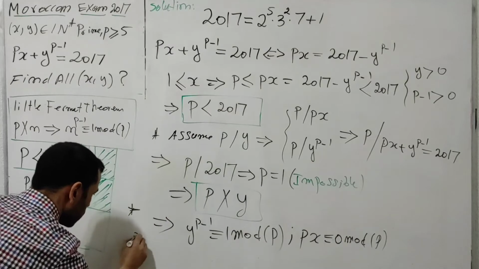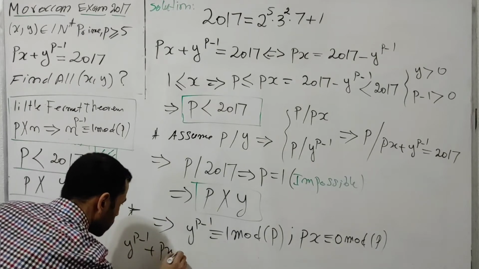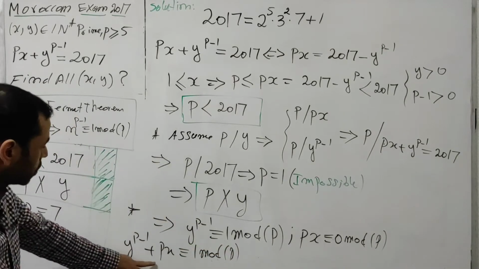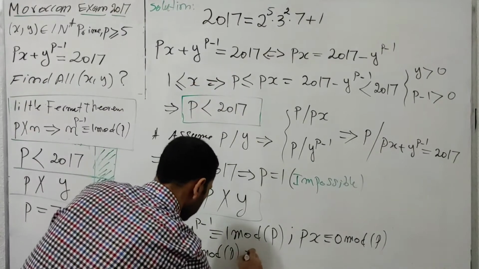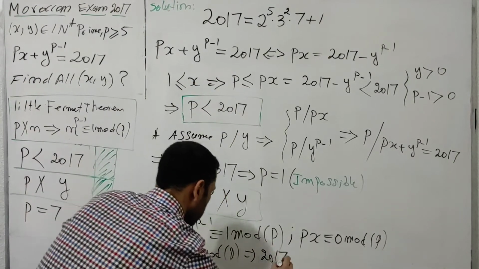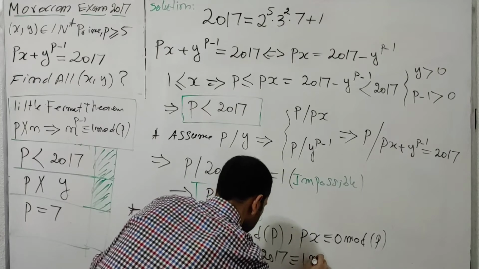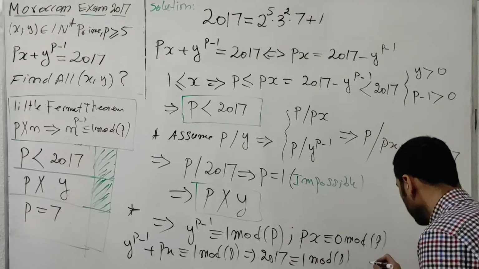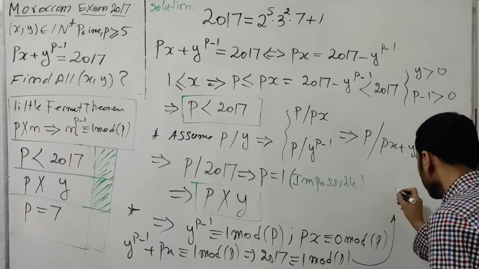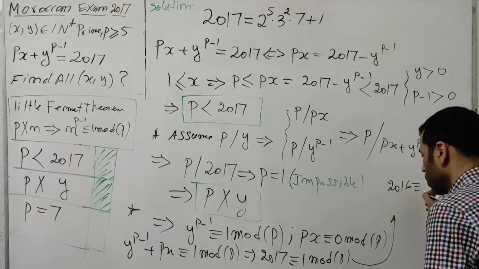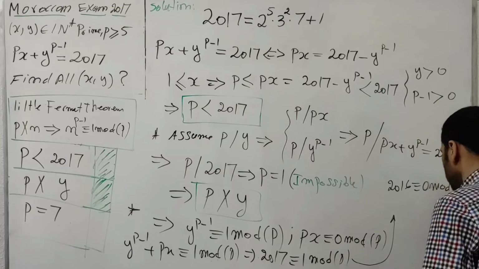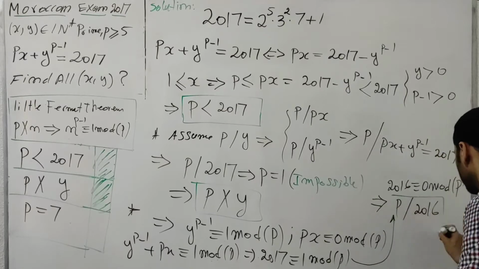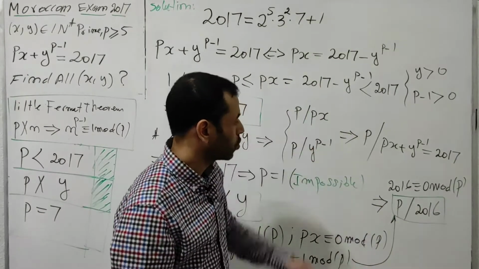Get y^(p-1) + p^x is congruent to 1 mod p. Okay, I'm going to replace this one with 2017. I will get 2017 is congruent to 1 mod p. By taking number 1 to the left-hand side of this equation, I will get 2016 is congruent to 0 mod p. This implies p divides 2016. Let's take this important thing at the top and continue with our problem.